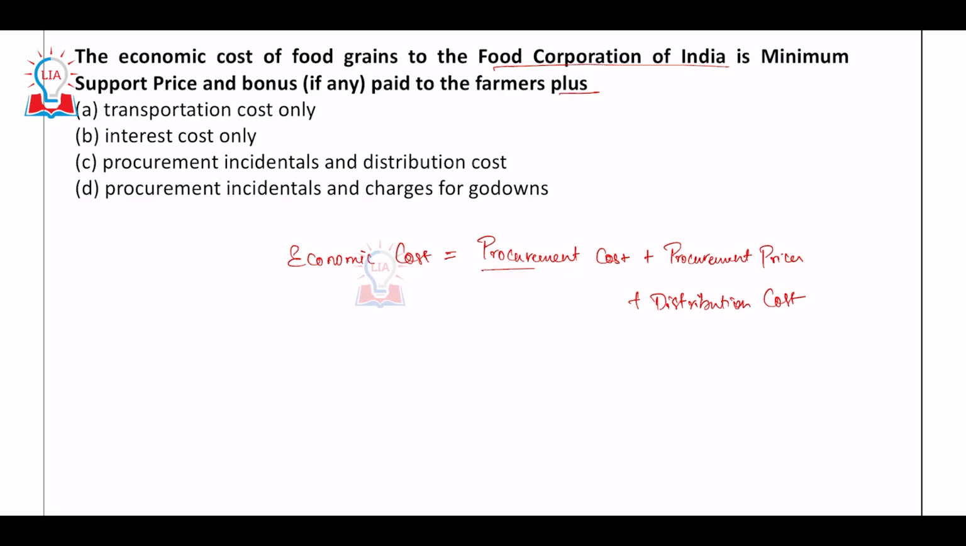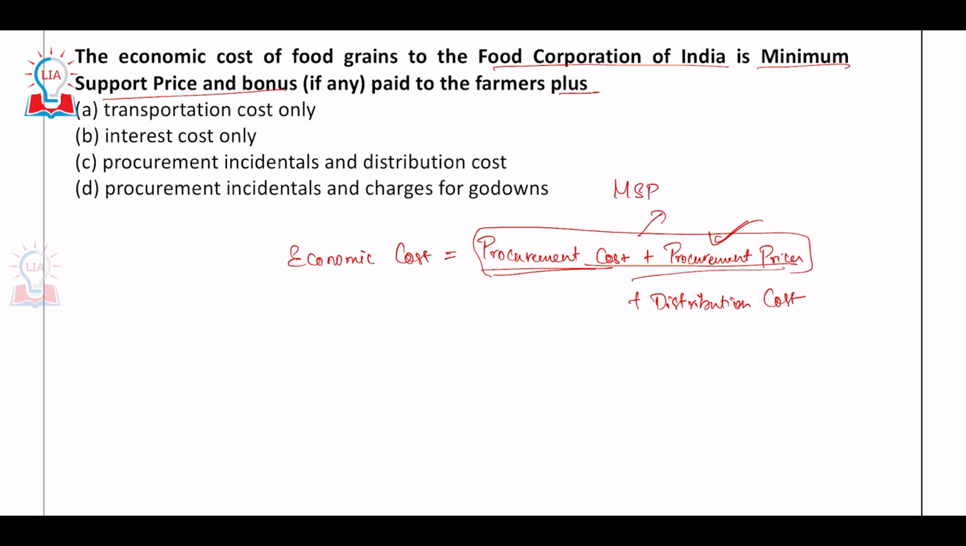So what is this procurement cost? That is already given as MSP and the bonus that is to be paid. Procurement prices, that is the bonus that is paid. So this is already done, right? Both put together, we can say that all the charges you are supposed to pay, MSP is included here, bonus is included here, as well as any other procurement incidentals, that is office fee, right? All of that would be included here. What is left out? Only the distribution cost is left out.